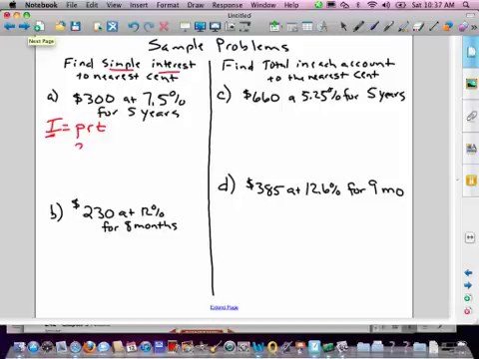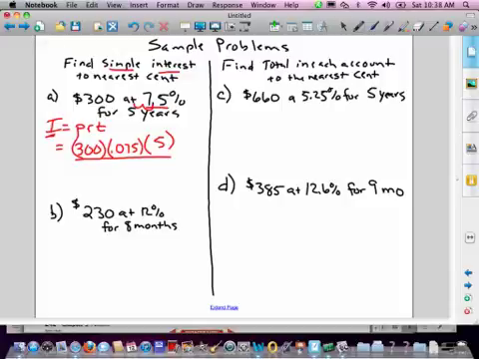So we've got $300, that's my principal. The rate is 7.5%, but I need a decimal. Move it over 2, and I would get 0.075 for my decimal. And it's for 5 years. Now, I need to see this much written down when you do these problems. I need to see that, so that I know that you're actually doing this stuff. Don't do this all on the calculator. Once again, we talk about this every time.